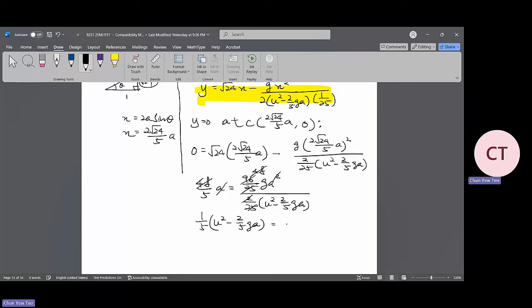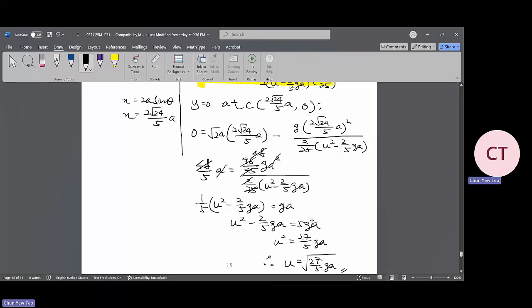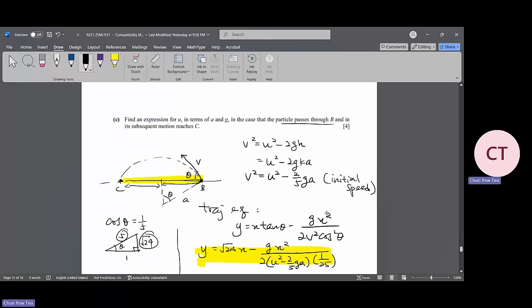equals g a. So your u square minus 2 over 5 g a is equal to 5 g a. So your u square is equal to 27 over 5 g a. Therefore, your u is equal to the square root of 27 over 5 g a. Done. So this will be the answer for question number 7C.